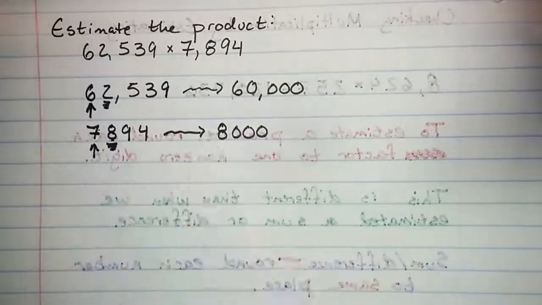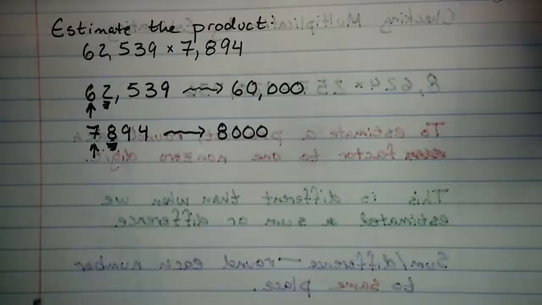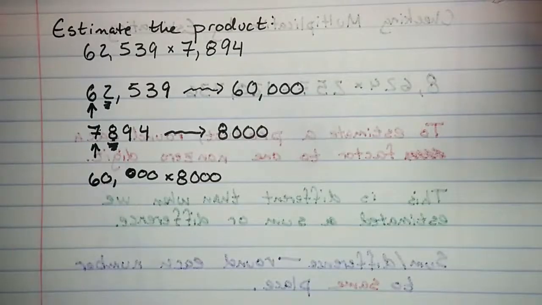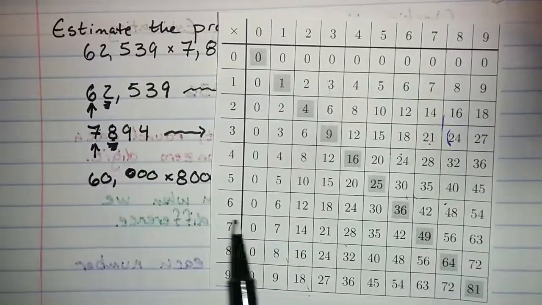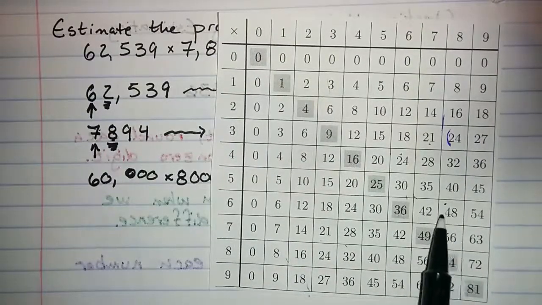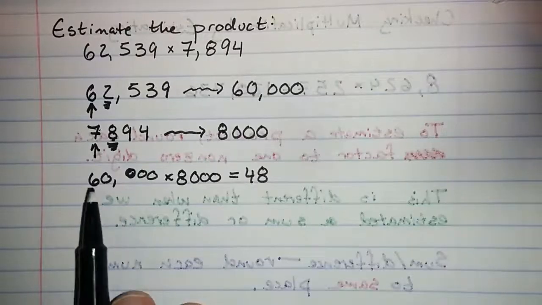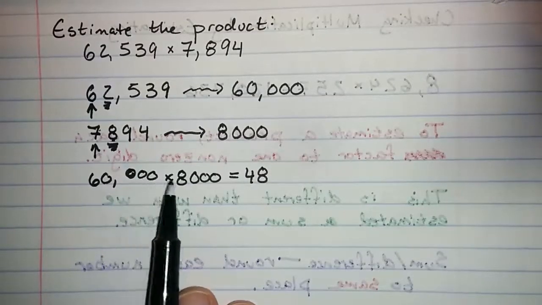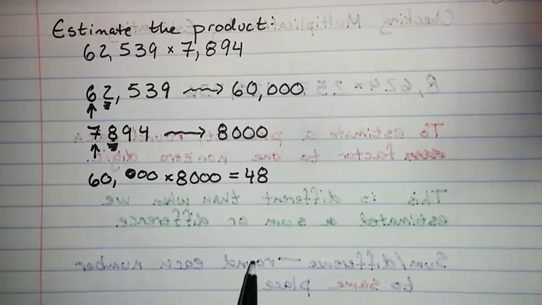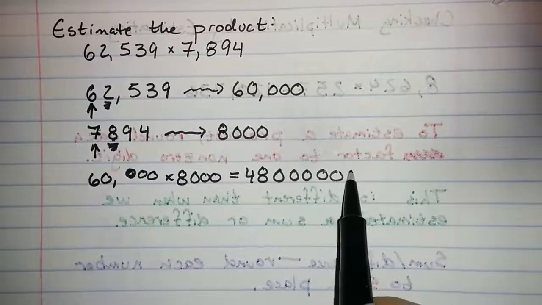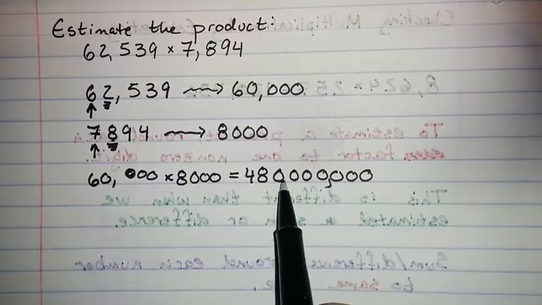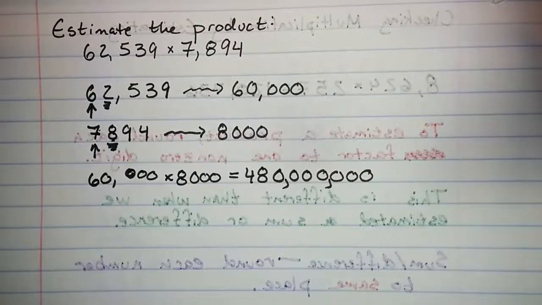So this product is approximately 60,000 times 8,000. That's going to be 6 times 8. 6 times 8 is 48, followed by 1, 2, 3, 4, 5, 6, 7 zeros. That's 480 million.